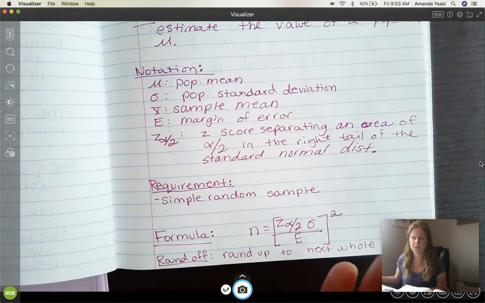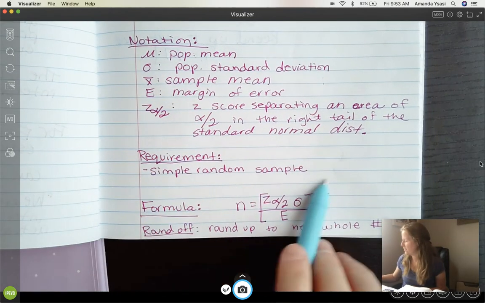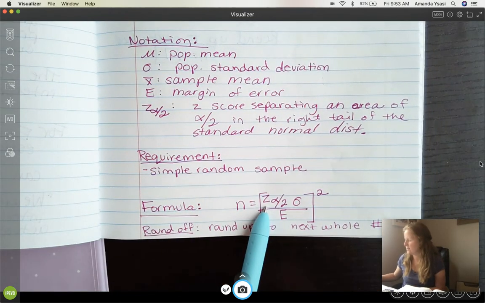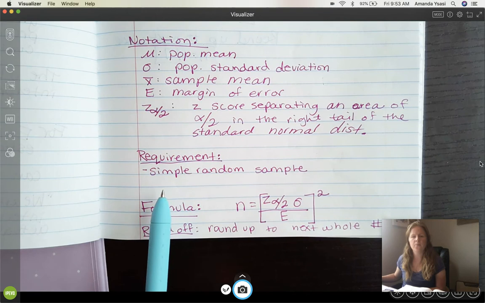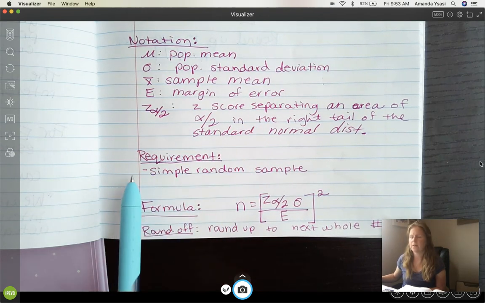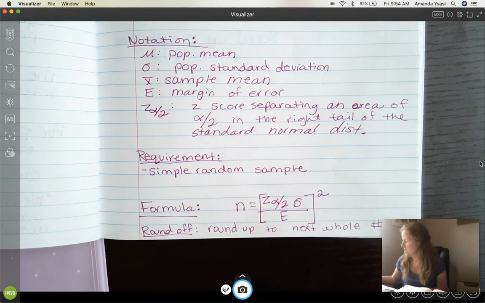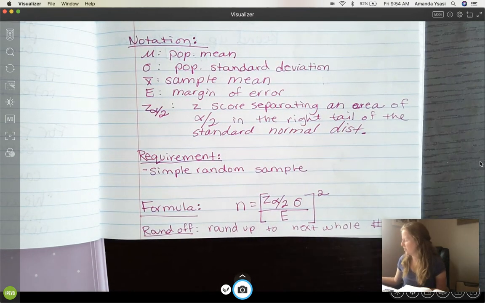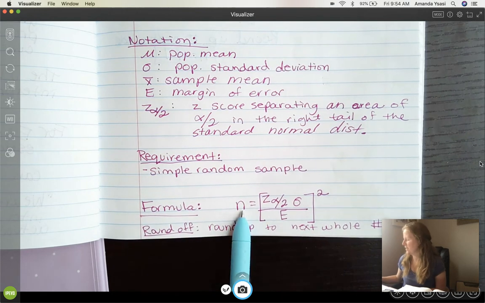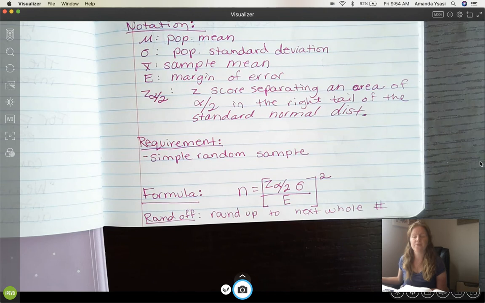So here's notation again. Our requirement, to see how we move back to z-scores: we are going to use the z-score to find our sample size. The requirement just needs to be a simple random sample. The formula is this. Round off, because we're talking about number of samples, we're going to round up to the next whole number. Don't ever round down, go up.